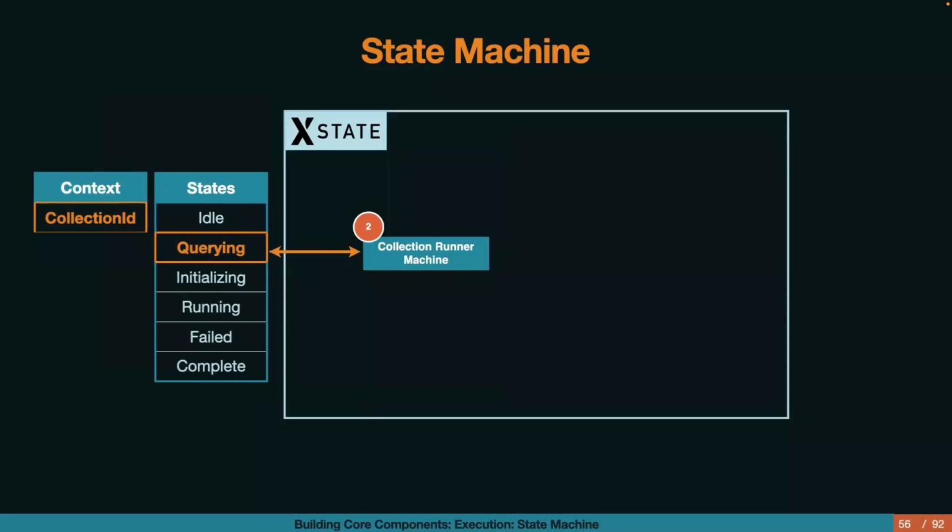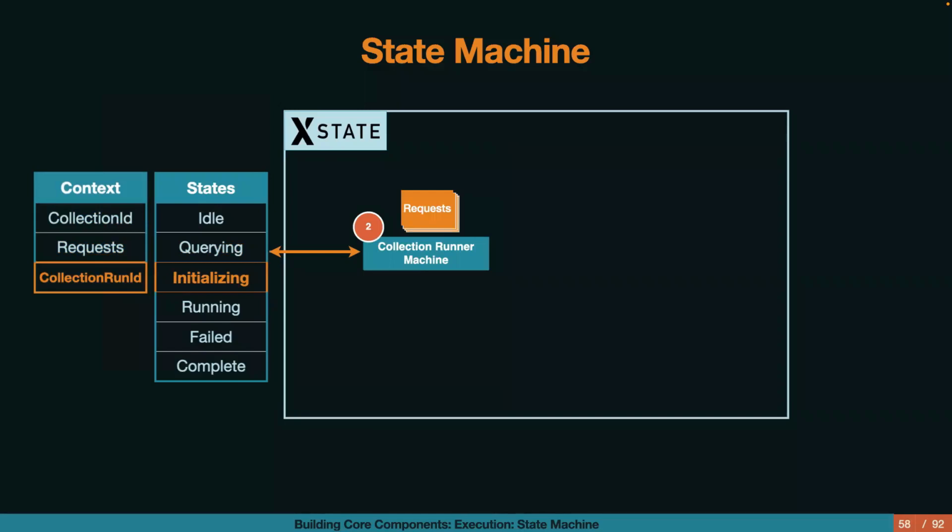At this point, the machine moves from the idle state to the querying state and saves the collection ID to its context. In the querying state, data for the collection is fetched from the database and, again, saved to the machine's context. The collection runner machine then moves into the initializing state where a collection run ID is generated. That will be used to later save the results to the database.